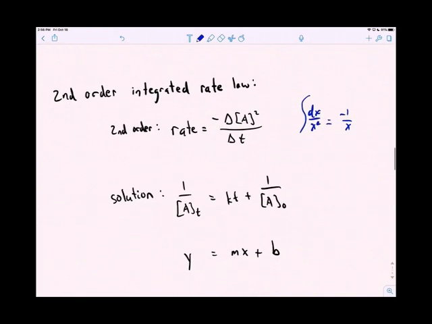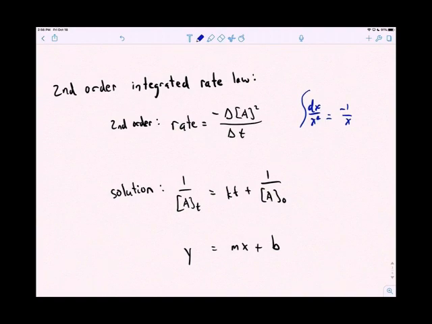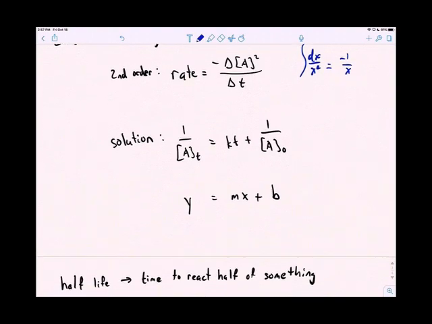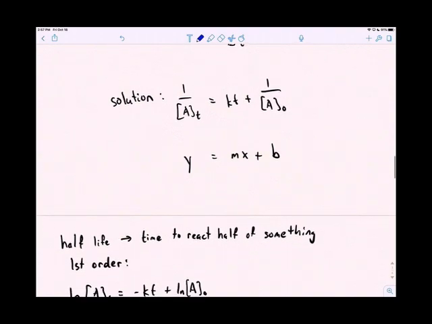Okay, so the second integrated rate law, it's the same thing, except this time you go through all the steps. I don't necessarily want to go through the derivation for this. It's an interesting one, because the integral of dx over x squared is minus 1 over x. So your solution here for the second order integrated rate law is 1 over A, so the inverse of A at time t, equals positive kt plus the inverse of the initial concentration.